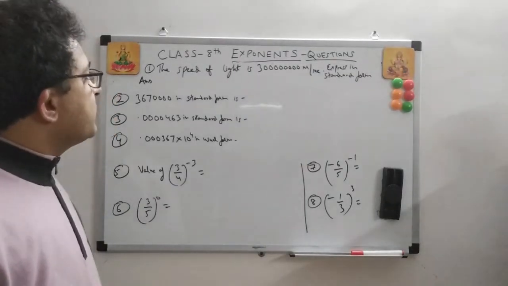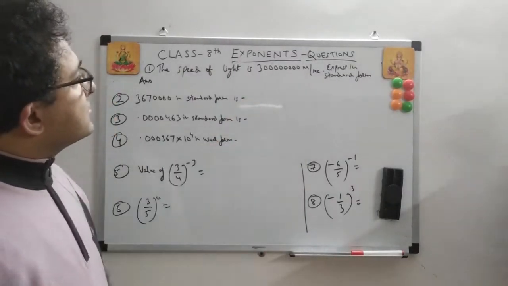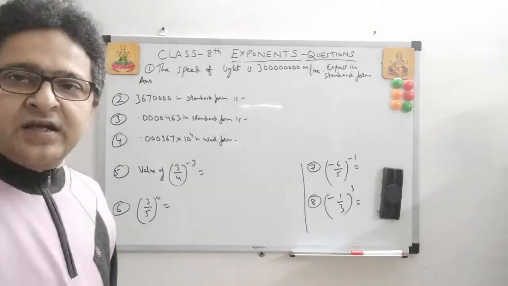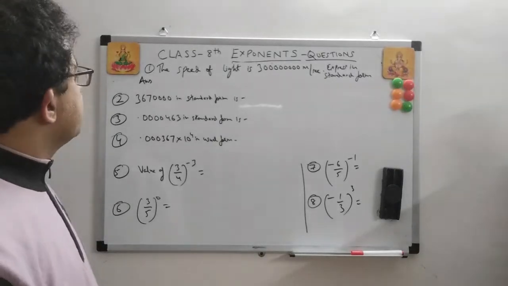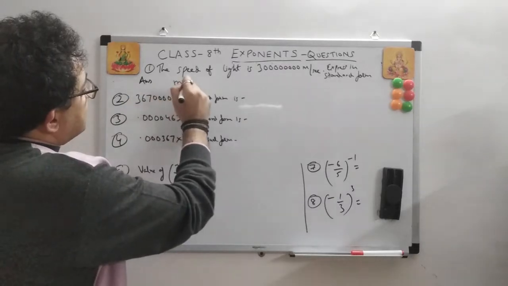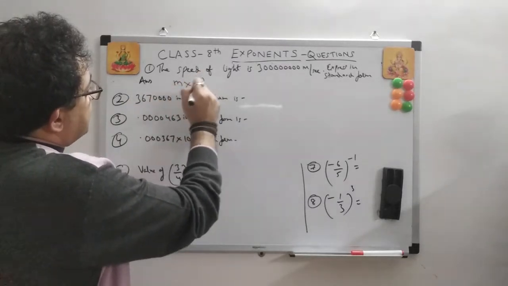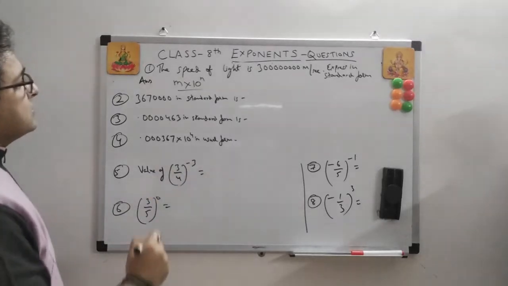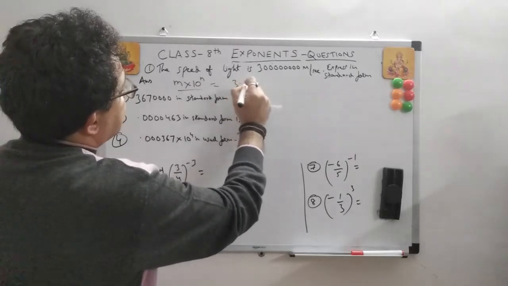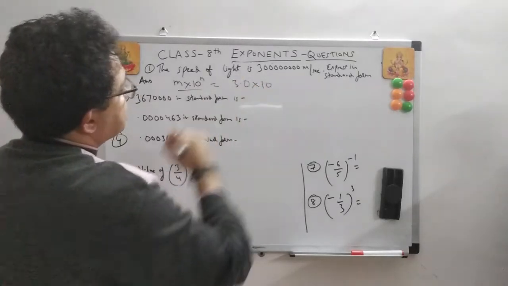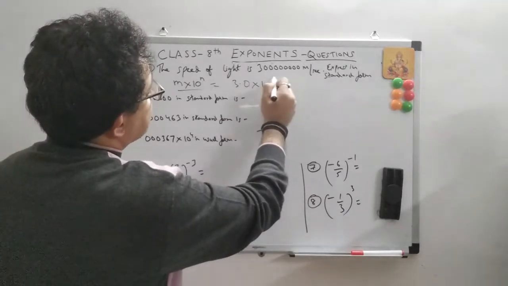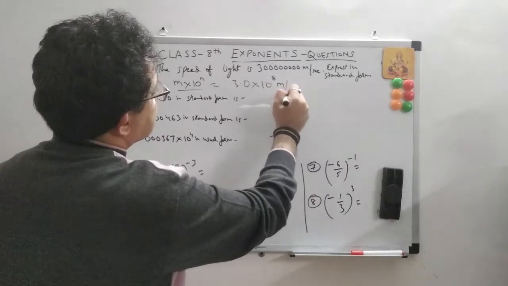The question is, the speed of light is 3 crore meter per second, expressed in standard form. So standard form is m, where m is a decimal, into 10 to the power n. So this will be 3.0 into 10 to the power... How many zeros? 1, 2, 3, 4, 5, 6, 7, 8. 10 to the power 8 meter per second.